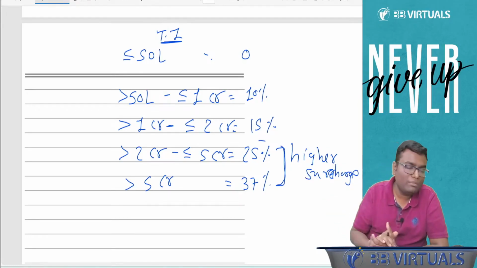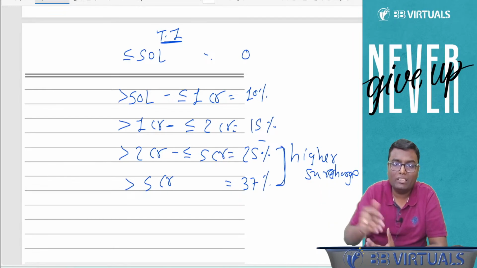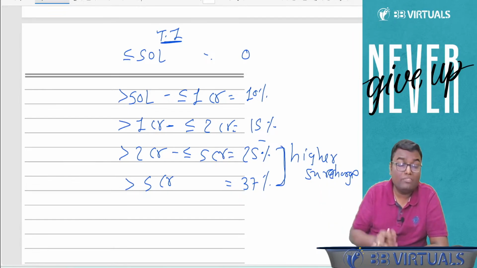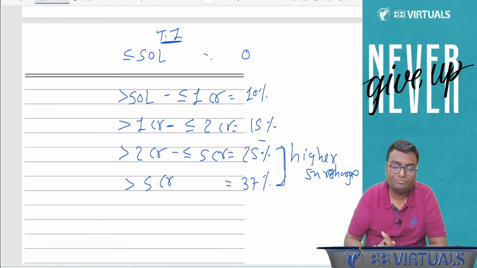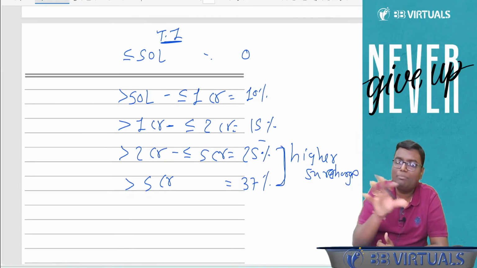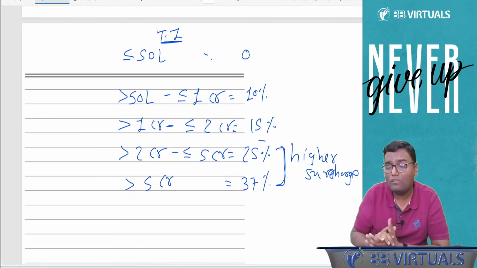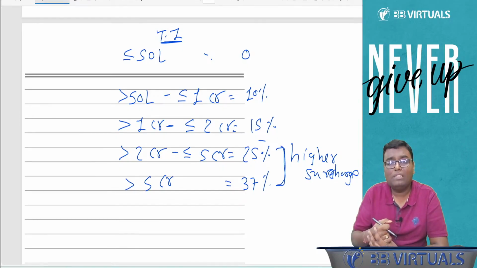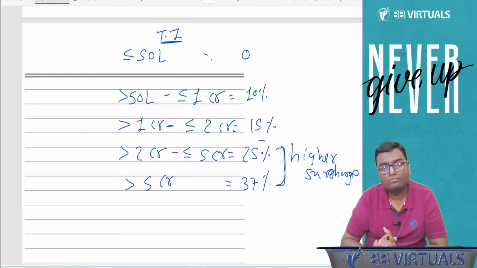Later on, Nirmala Sitharaman madam came up with these two surcharge rates, 25% and 37%, which she called higher surcharge. So if you are earning a high amount, you have to pay higher tax. That is the simple funda. And that's why yesterday also I said that our income tax is basically a progressive tax. Higher the income, higher the tax.